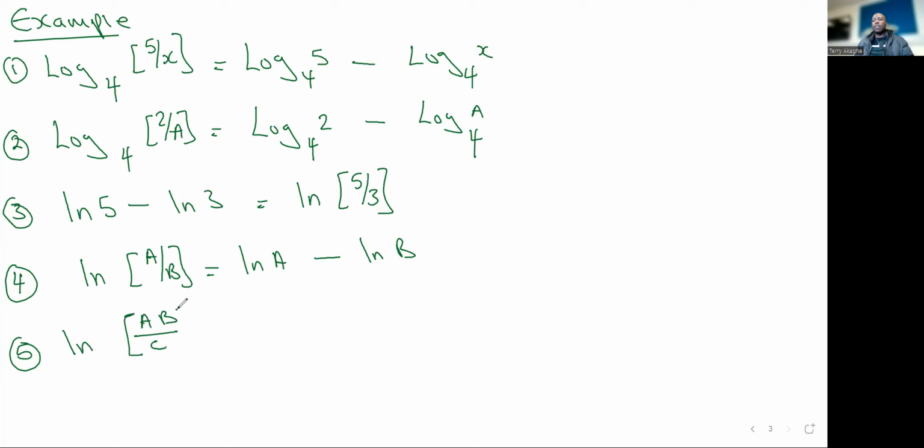Number 5, let's assume we have ln AB divided by C. In this case, you can see we're going to apply both the product law as well as the division law. So I can say this is A times B divided by C, right? So it's going to be ln A plus ln B, the product law, then this is divide, minus ln C. So this is rule 1, the product law. We just applied it here.